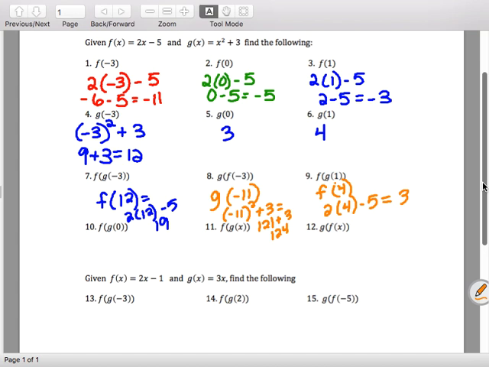Number 10, f of g of 0. So you always start with the inside with a composition of functions. G of 0 is 3. Then I go to f. If you can do them in your head, that's terrific. 2 times 3 is 6. 6 minus 5 is 1.